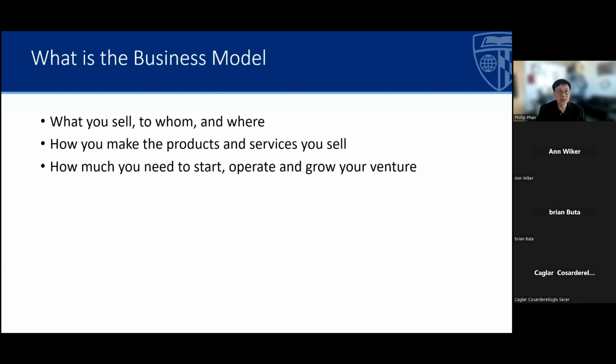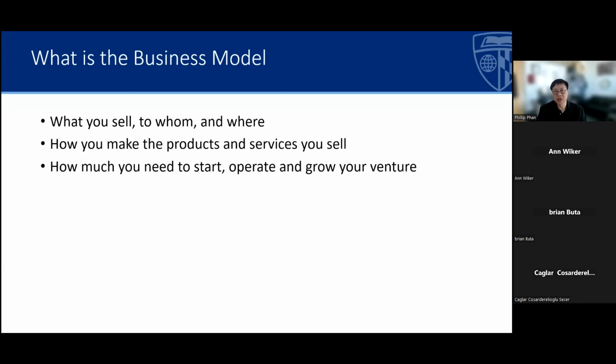And then the final piece of it is, well, how much money do you need actually to start this thing, to operate it, and to grow your venture? Okay, so I'm not going to be talking about the sort of second two bullet points. I'm in fact going to be more focused on the first bullet point, which is the revenue aspect of it. And I've mentioned in a previous webinar that the revenue projections of your business model are probably going to be the least certain and will be subject to the riskiest assumptions.